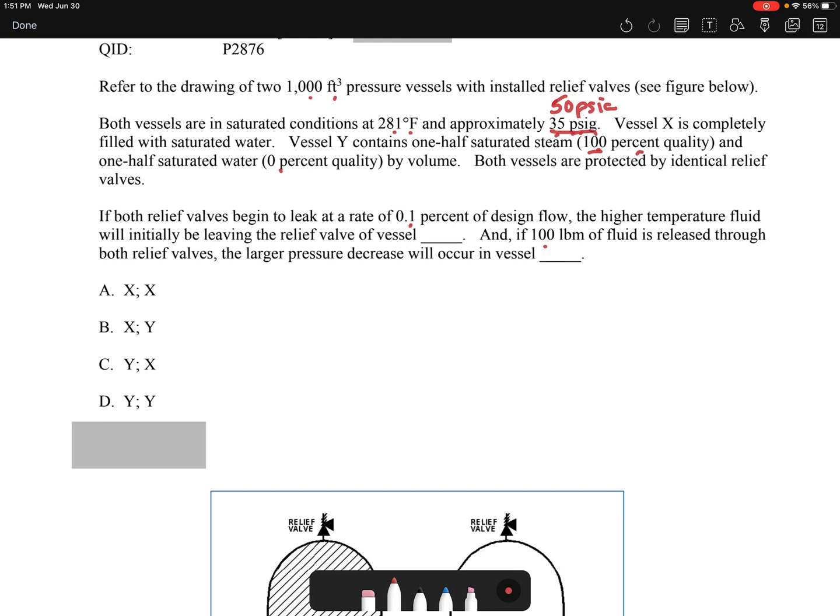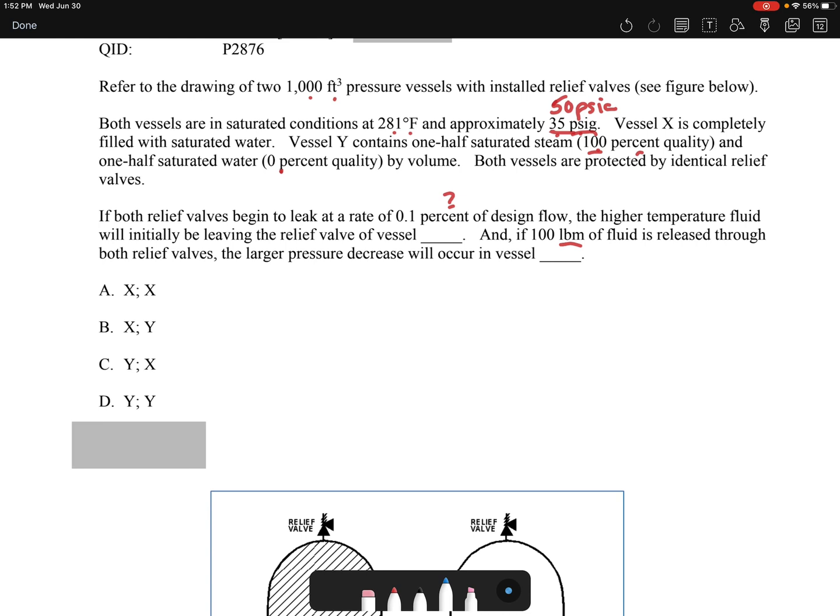100% quality. All right, good. Dry steam. 0% quality. Wet water. And what was the other one? 0.1% of design flow. What's up with that? I don't know. Why is he telling me that? 100 pounds mass. 100 pounds mass. All right, cool. Now we can get to work on reading the problem, solving a problem.